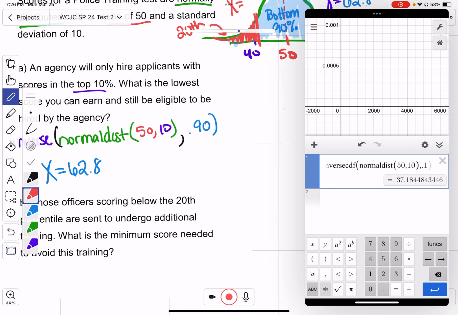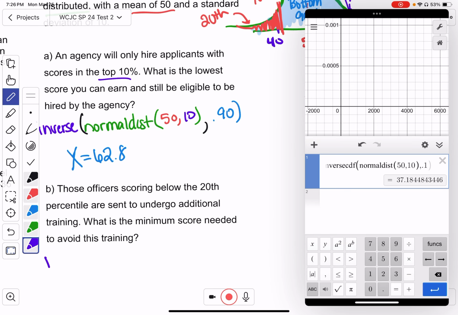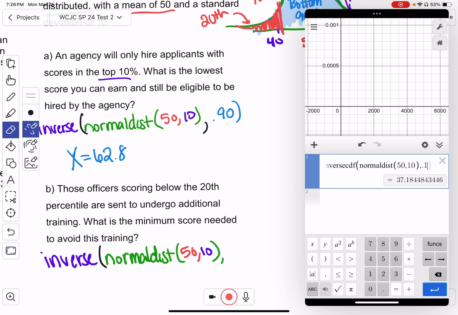For this again, we're going to take the inverse. I'm giving you a percentage. Inverse, and that's the normal. Give it a mean and a standard deviation. This time you're looking at the left-hand tail area, which is already the 20th percentile, which is 20%, so we're going to type in 0.2. There is no need to flip this because we already have the left-hand side.